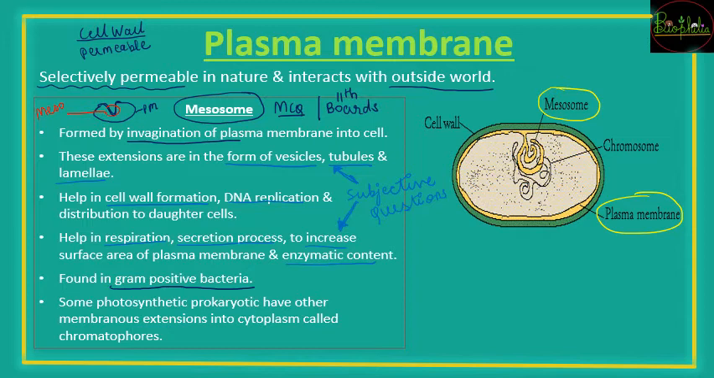Moving ahead, mesosomes in some photosynthetic prokaryotes, which make their own food by photosynthesis, are going to have pigment in this particular mesosome. Because of pigments these are going to be called chromatophores, because I had told you chroma means color. So chroma is related to color, that means they will have pigments, and because of those pigments it is going to be colored in nature, called chromatophores.